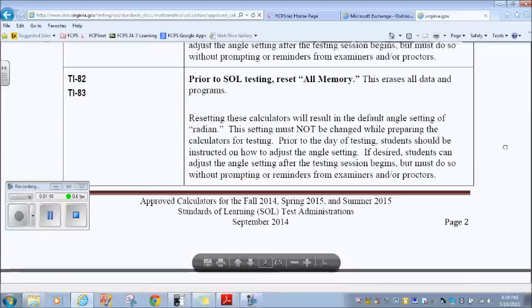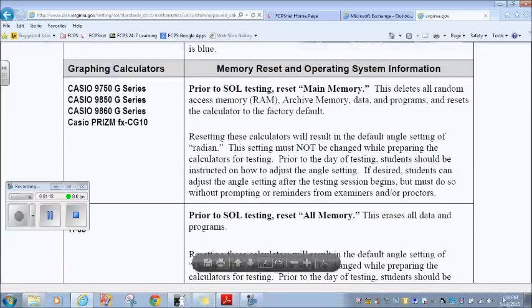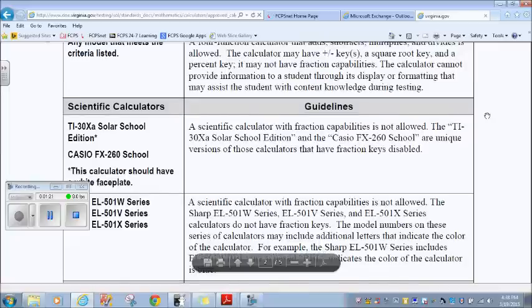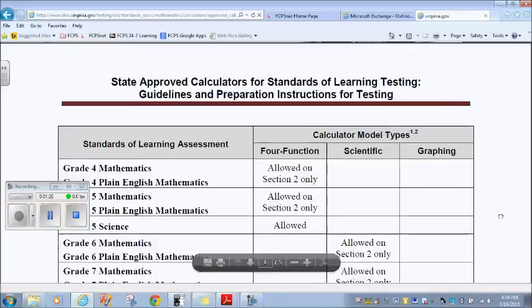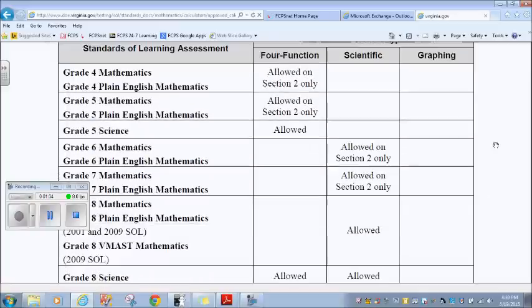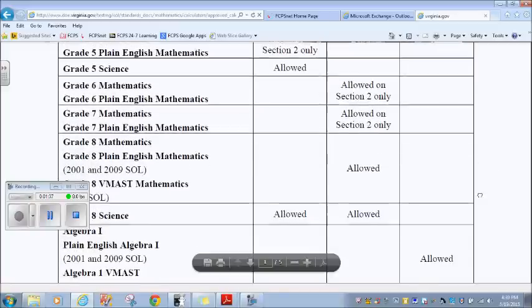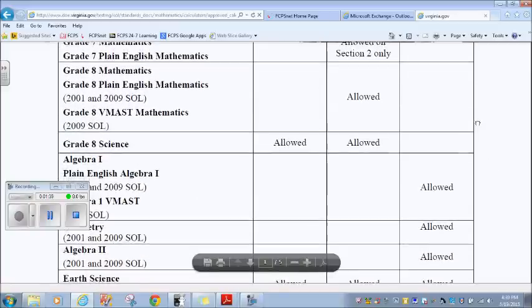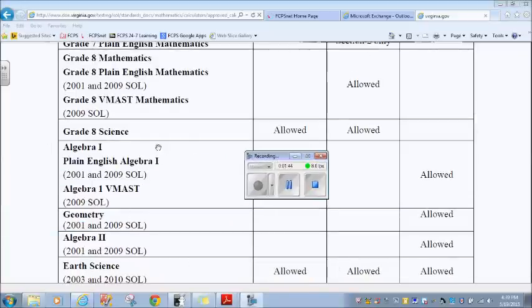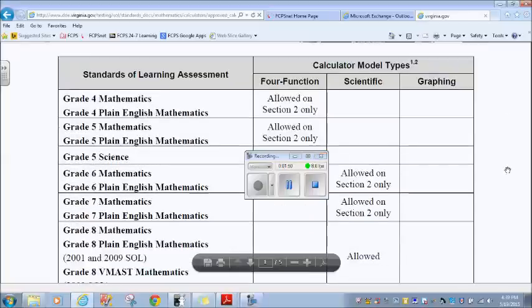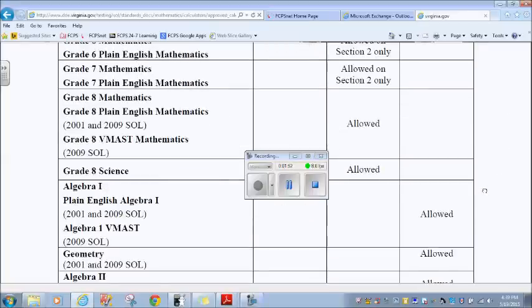Here, I pulled this off of the Virginia Department of Education website, which is all of the calculators which are approved to be used on the SOL, state-approved calculators for standards of learning, testing, guidelines, and preparation instruction. So, if you notice here, if I go down to Algebra 1, Geometry, and Algebra 2, allowed, which is for graphing calculator. So, well, you all know that you can use a graphing calculator.